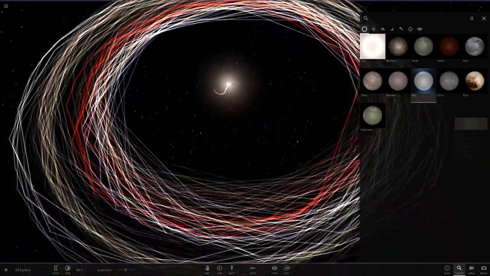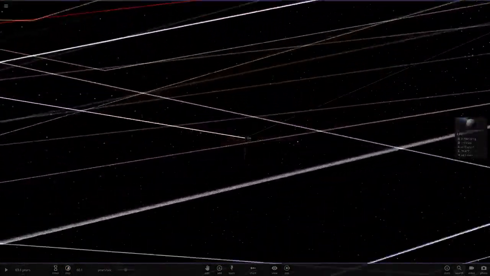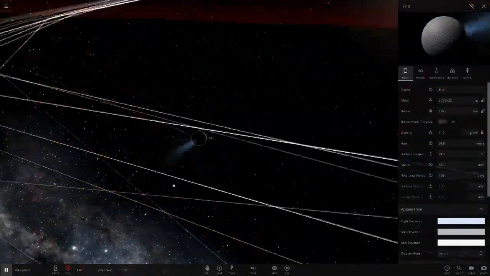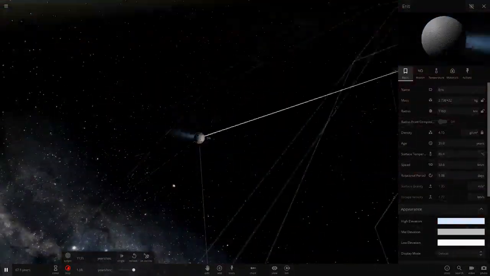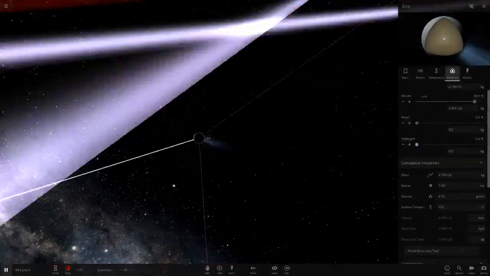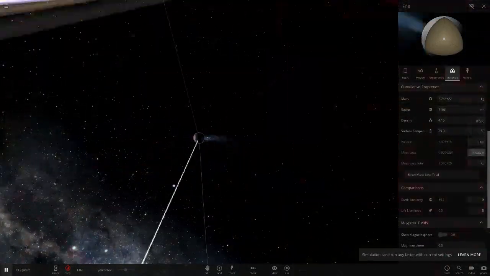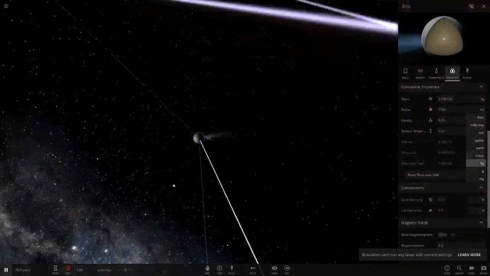So Eris is still losing a lot of material. Well, it looks like it is, but it's not. It's only lost 1 kilometer in radius in 60 years. So this will take a long time to go down. Is it even doing anything? Like, we can look at materials here. So it is losing mass, as you can see here. So it's losing a bit of mass.